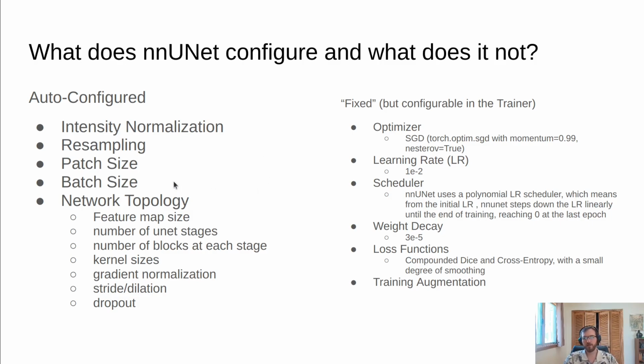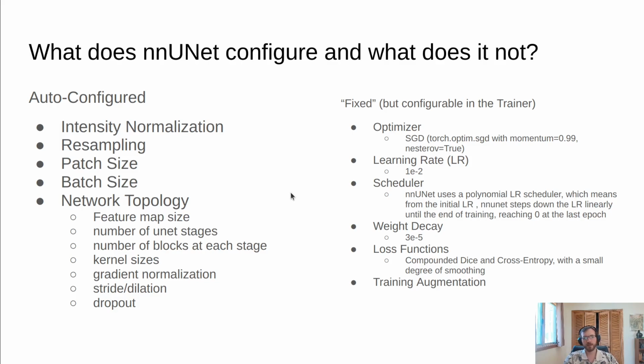By default, it's 2. Typically, you're going to end up with 2 with volumetric data unless you have a giant graphics card. So for me, I have an RTX 3090 with 24 gigabytes of VRAM, and typically my batch size ends up being 2 for 3D data. For 2D data, it's a little different. And then it configures your network topology automatically.